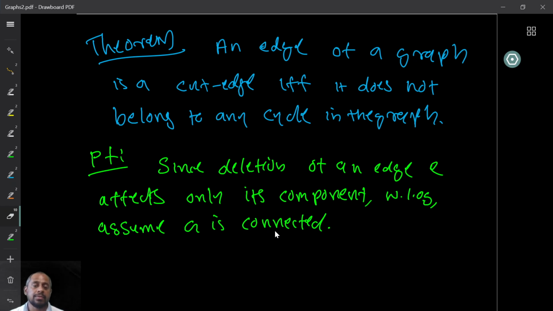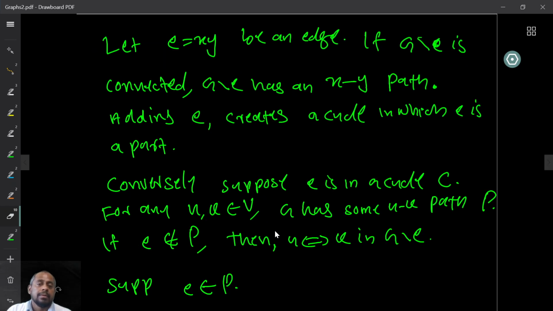Therefore, without loss of generality, we can assume that the graph is connected, because we can just do it for each of the components separately and then put them all together. So we will assume that the graph is connected. Now, given this graph G, let us take some edge E of this graph, say E equals xy.